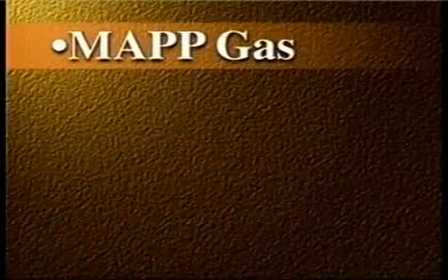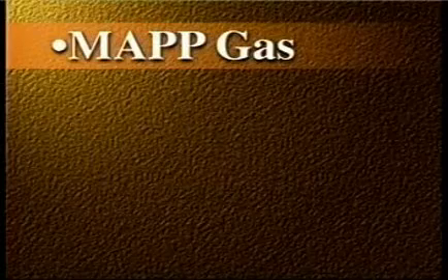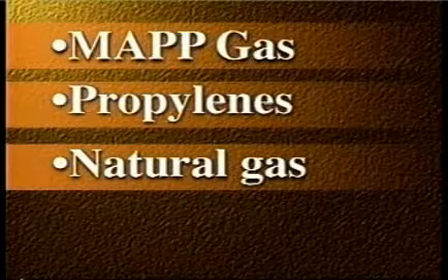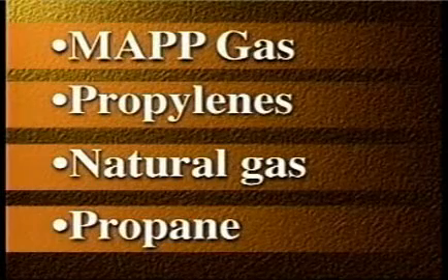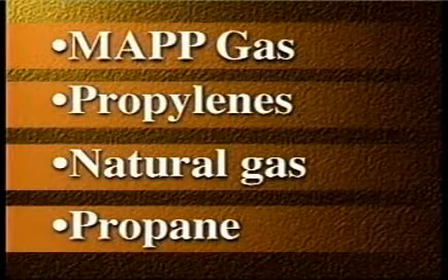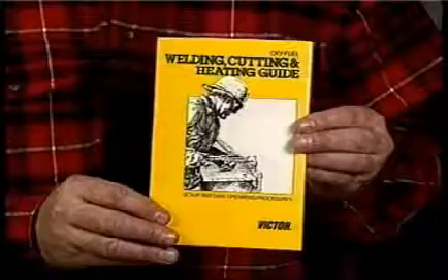There are many other types of fuel gases, such as MAP gas, a group known as the propylenes, natural gas, and propane. Each gas has specific burning properties, temperatures, and operating pressures, and each requires specific apparatus. For complete information about oxygen and fuel gases, cylinder care and handling, and appropriate equipment, talk to a gas supplier or refer to your safety and operator's guide.